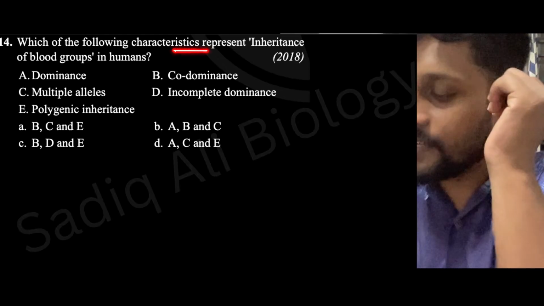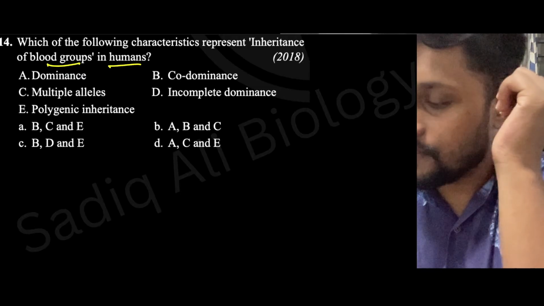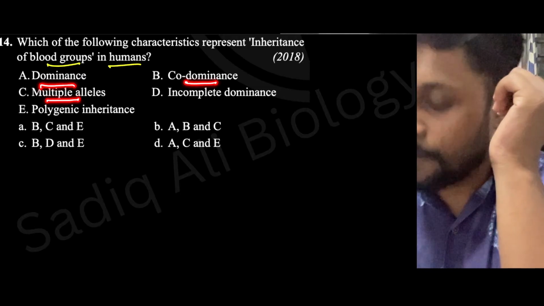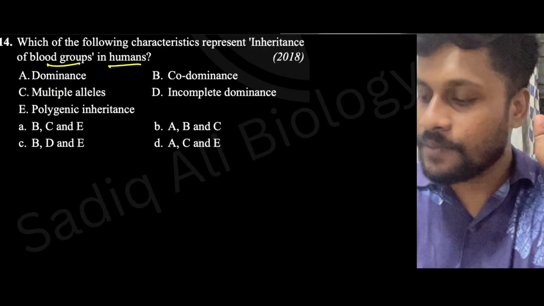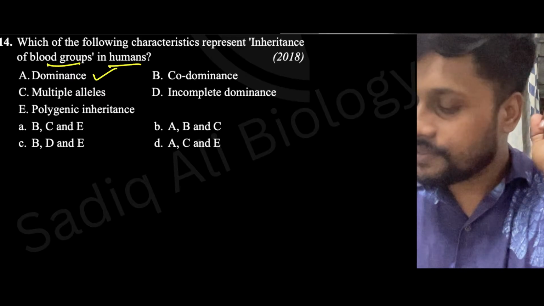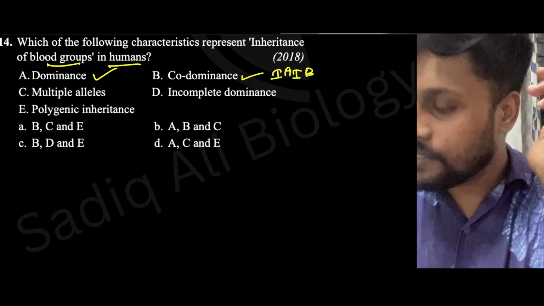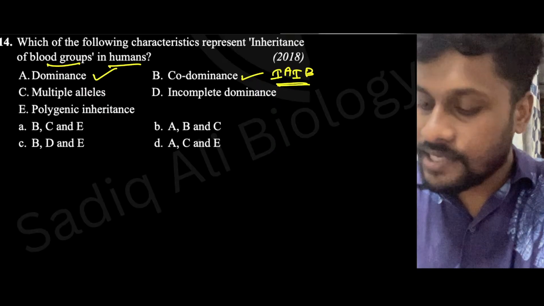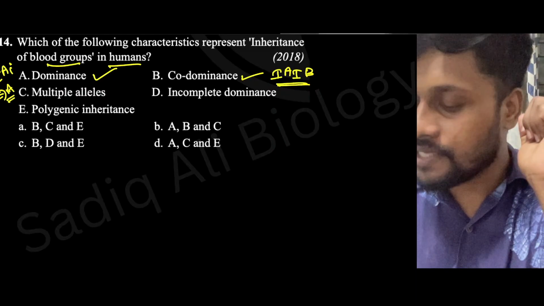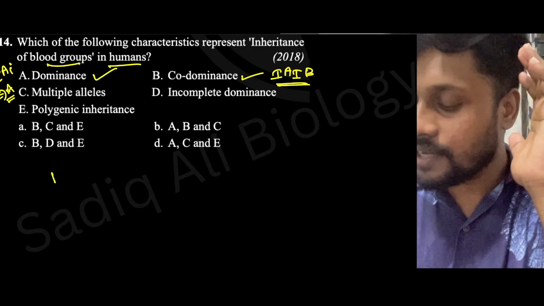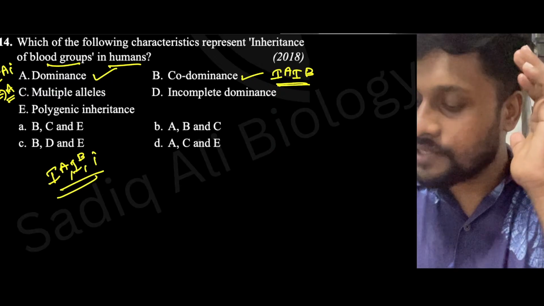Which of the following characteristics represent inheritance of blood groups in humans? Dominance, codominance, multiple alleles, incomplete dominance, and polygenic inheritance. So, what will be the answer here? Dominance is correct. Codominance is correct. For example, IA, IB, they show codominance. Both are expressing. Dominance is correct because when IA and small I come, only A is present. Multiple alleles, true, because 3 alleles are here, IA, IB, and small I.